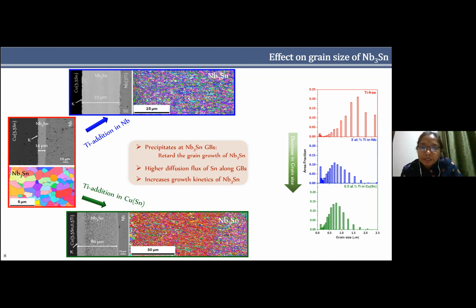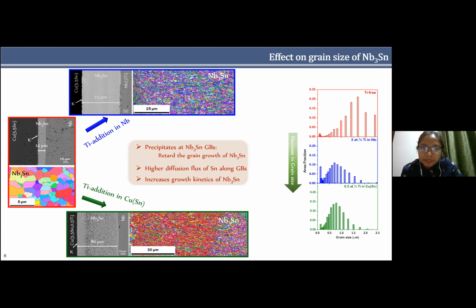We could say that these precipitates are actually retarding the grain growth. They are pinning down the grain boundaries, and by the Zener pinning mechanism, it restricts the grain growth of Nb3Sn, which means the density of grain boundaries of Nb3Sn will be much higher in comparison to titanium-free samples. And the presence of a higher amount of grain boundaries has two uses.